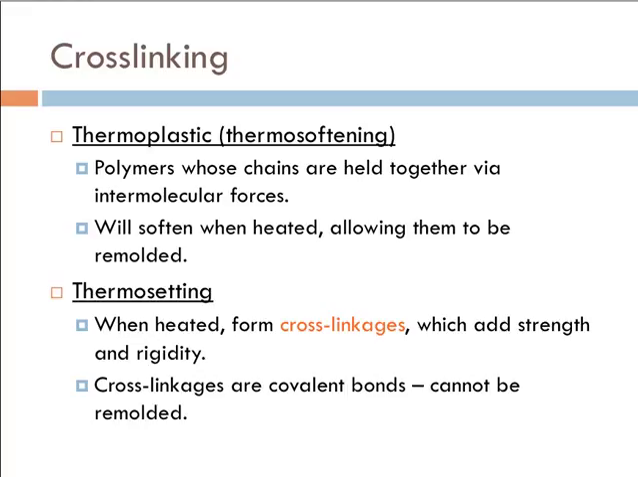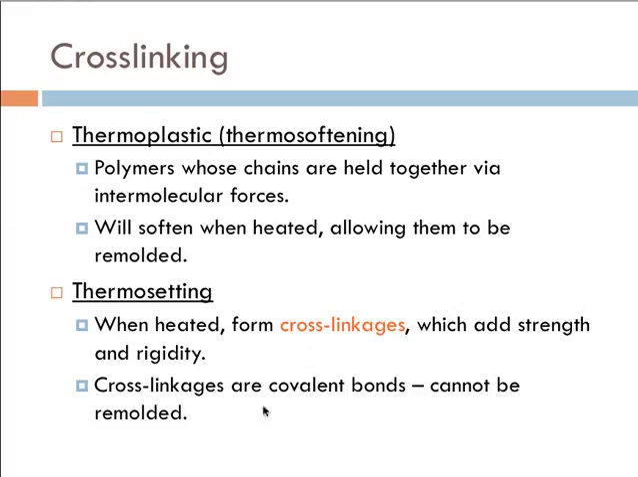And then we have cross-linking. Defining two terms, there are thermoplastics. These are polymers whose chains are held together with intermolecular forces, and when they are heated, they soften, and that allows them to be remolded into different shapes. There's also thermosetting. When a different type of polymer is heated, two different polymers form cross-linkages, and that adds strength and stability. It's more of a structure to the polymer.